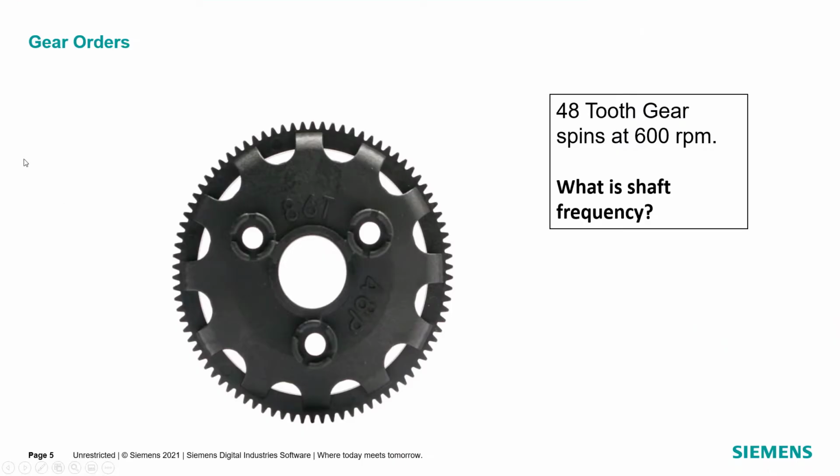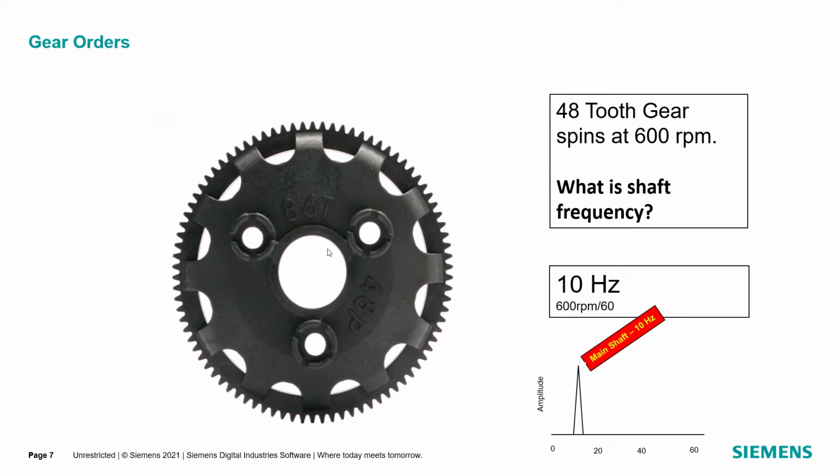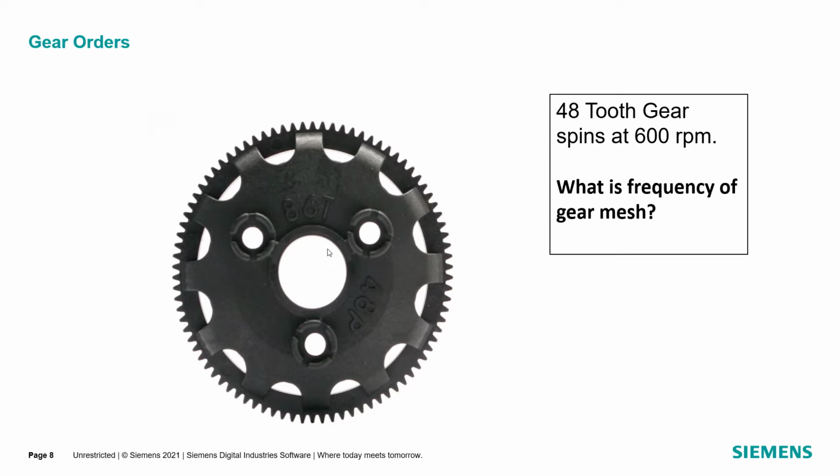Okay. So I've got this 48 tooth gear here, and it's on a shaft that spins at 600 RPM. And the first question I'll ask is, what is the shaft frequency? Well, independent of this gear, that shaft is spinning at 600 RPM, and if we divide that by 60, we get the 10 hertz shaft frequency corresponding to the 10 rotations of that shaft per second. So it's a 10 hertz frequency for the shaft. So we can graph that main shaft frequency with a given amplitude at 10 hertz.